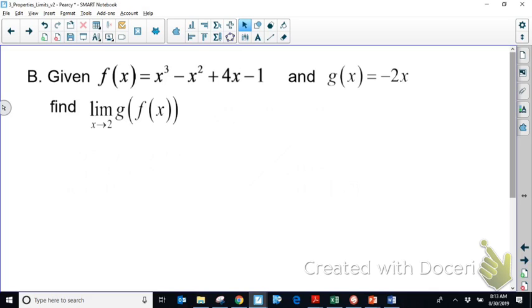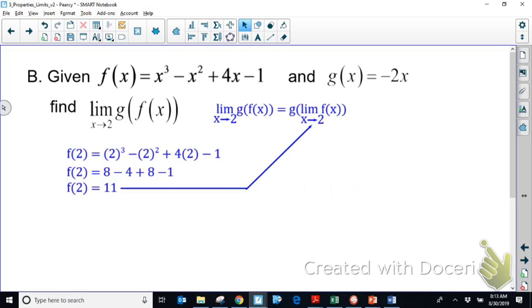Okay, on this one we're going to be evaluating function f as x approaches a positive 2. So we evaluate function f at a positive 2 and we get an 11. That 11 is going to become the input of function g. So I say negative 2 times 11 and I get a negative 22.